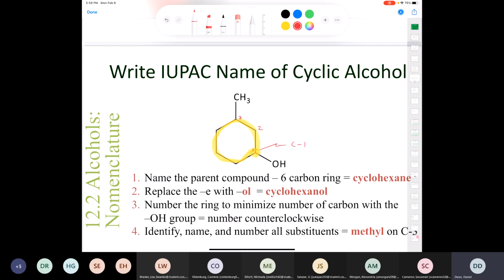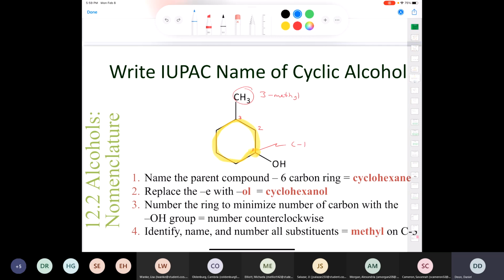The reason why is because if I number it counterclockwise, I have a 3-methyl. If I was to number it going clockwise, I'd have 1, 2, 3, 4, 5, and then you'd have a 5-methyl. 5 is higher than 3, and that doesn't give the substituent the lowest possible number, and so it just doesn't follow the rules. So let's go back to our parent.